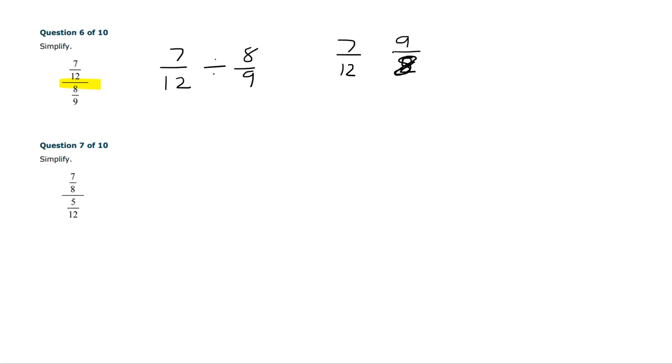Okay, now we just do top times top over bottom times bottom. And then if this can simplify, we go ahead and do that. And both of these numbers can be divided by a 3. So this would be 21 over 96 divided by 3 is 32. So our final answer, 21 over 32.